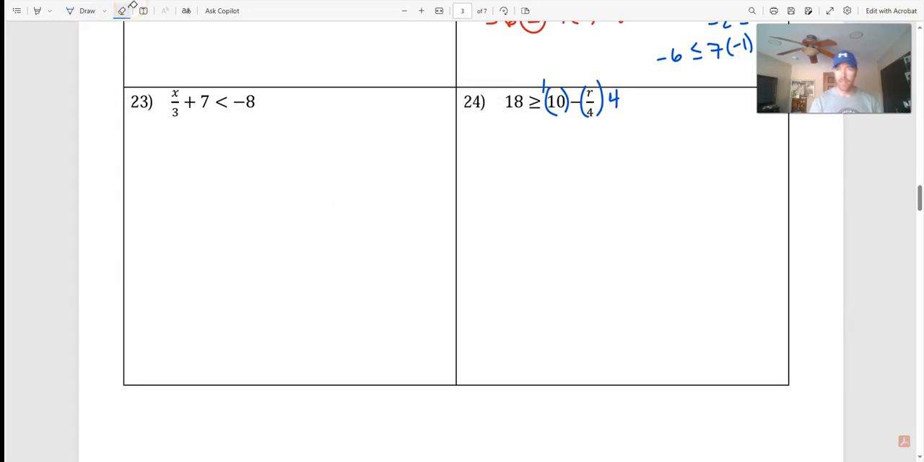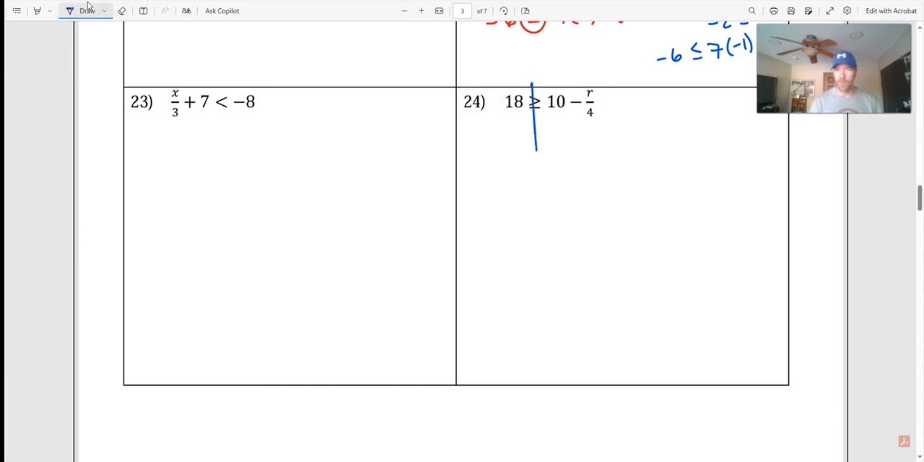What I like to do instead is I like to deal with the addition or subtraction first. So that'd be the 10 here. If I subtract 10, that goes away. Careful that we're left with -r/4. And 8 on the other side. We subtracted, so no flip.